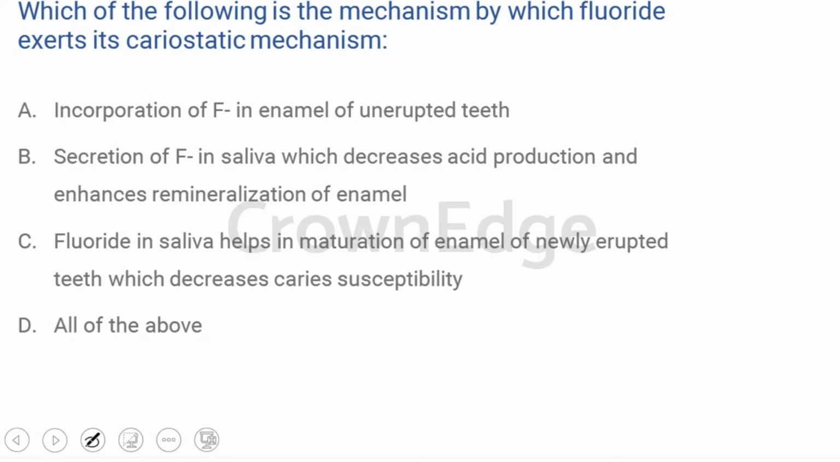Now, if you look at these options, A and C are very similar. There is incorporation of fluoride in the enamel of unerupted teeth, and fluoride in saliva helping the maturation of the enamel in newly erupted teeth. So these both are the same. And from the previous question, you know that fluoride inhibits the enolase enzyme, so obviously the glycolytic pathway does not take place. So there is no acid production, and thereby the acid production comes down. So the correct answer for this question is option D, which is all of the above.